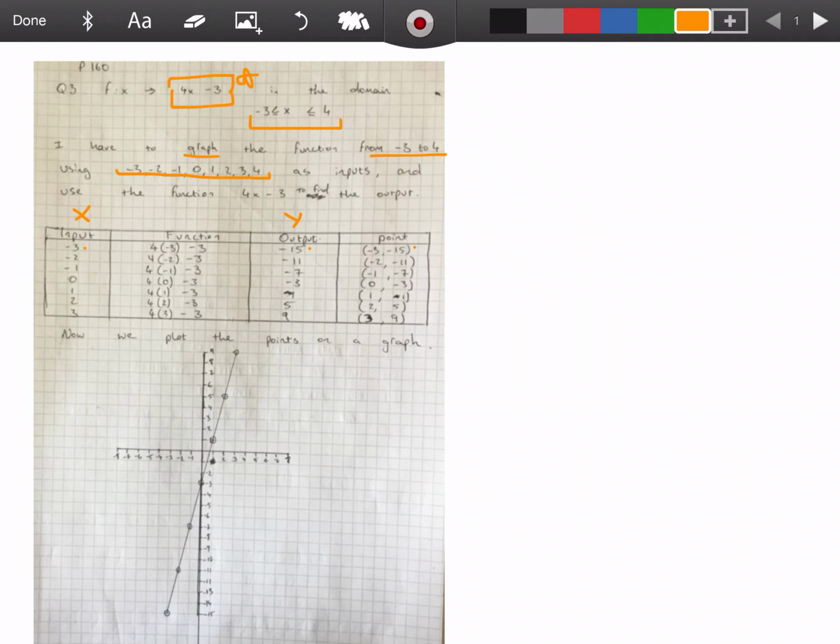Okay, so you can see I've done it out in the table. I've got all my inputs in a row all the way down. I pop each one separately into the function for x, because that's my input, my x value. And then I'll just do the maths that's involved here. So you can see it's 4 times minus 3 in the top one here. I've got 4 by minus 3 becomes minus 12 minus 3, which is minus 15.